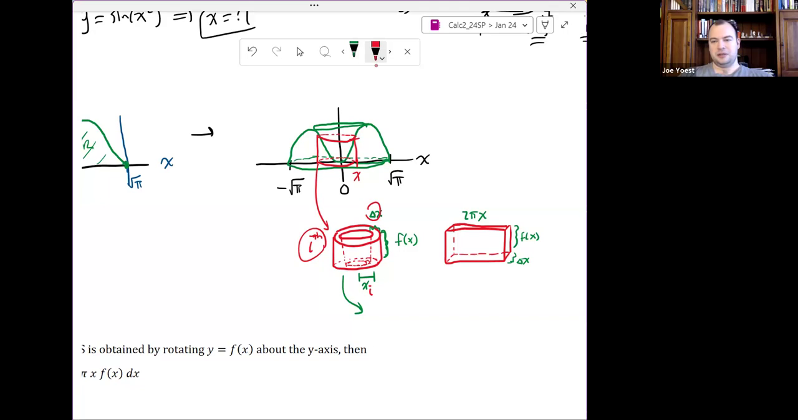So what's the volume of this ith shell? We'll call it V sub i. And it's going to be approximately 2 pi x f of x delta x.